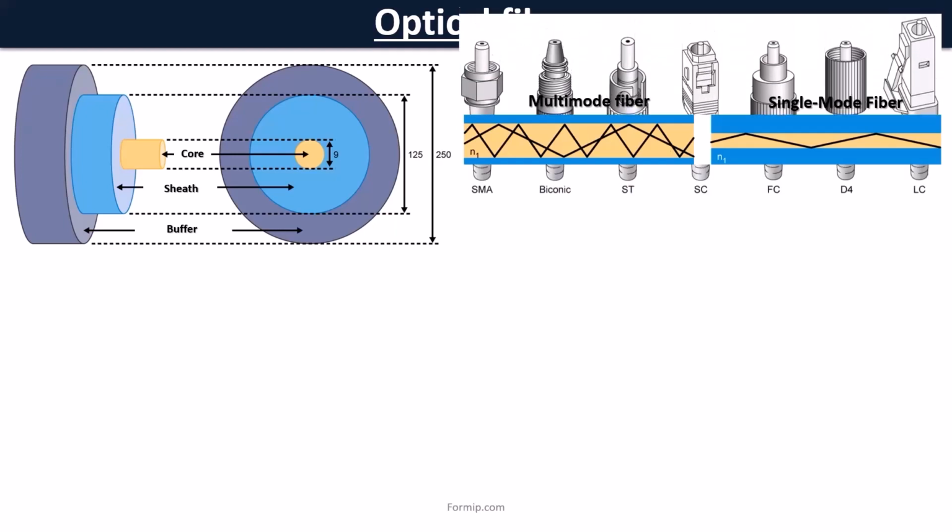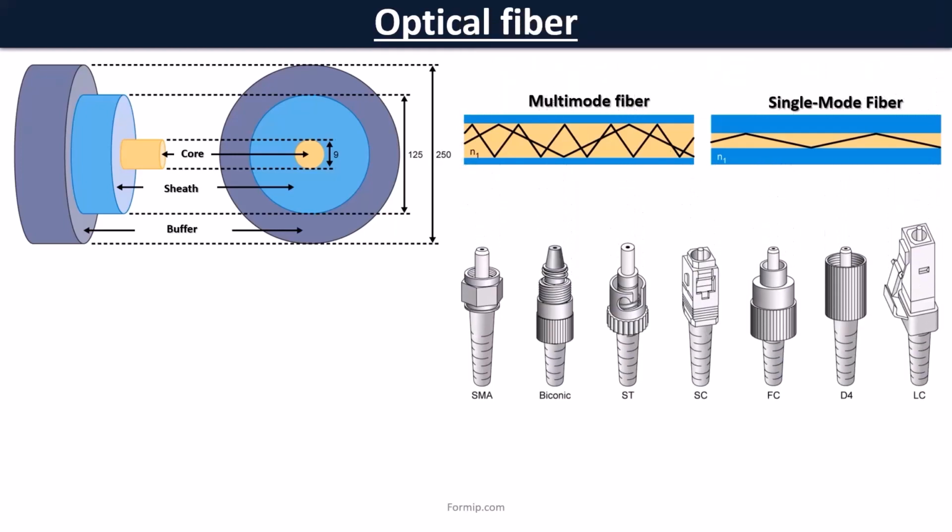And the last thing we'll see about fiber optics is the connectors. A variety of fiber optic connectors are available. There are currently about 70 types of connectors. The main differences are the dimensions and how they're connected.